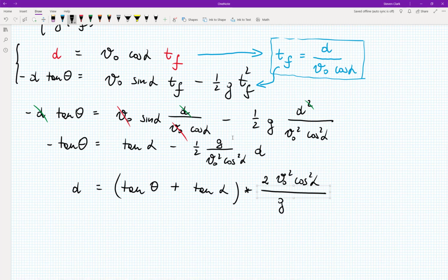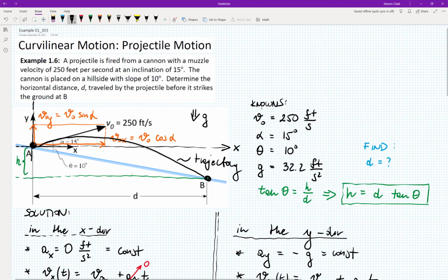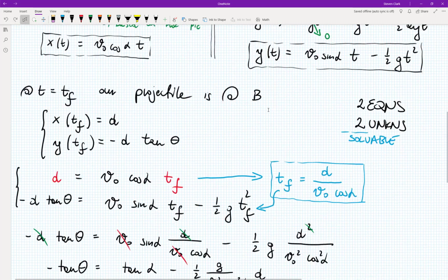Let's plug in values. I believe that theta was 10 degrees. Alpha was 15 degrees. But I don't remember v0. Was it 250? I believe so. Can I scroll up the board? Yeah, dang, it was 250. Check this out. Okay, let's plug it in.